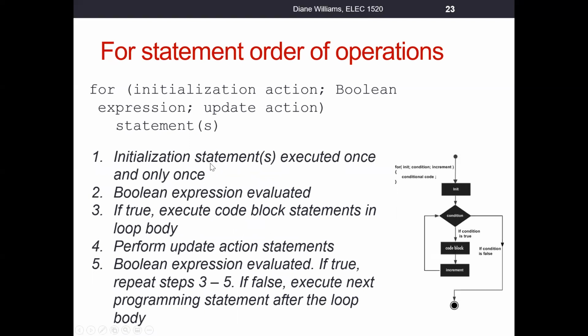Again, what I just said on the previous slide, this one should help you remember. Initialization statements are executed once and only once. The Boolean expression is evaluated. If true, the code block, the statements inside the loop body, executes, and we're going to perform any update action. So instead of calling that increment, we call it an update action, that's usually an increment. Those will be performed. Then it comes back and evaluates the Boolean expression. If that's true, it goes back and keeps performing these steps over and over again.